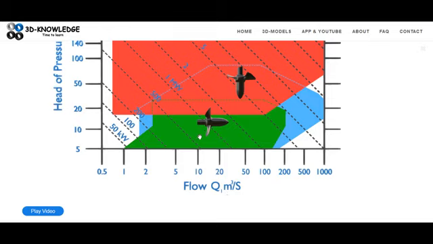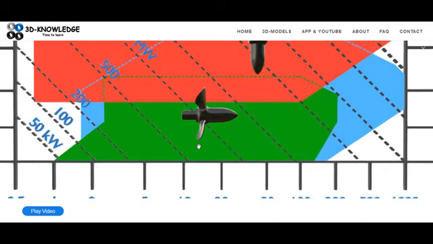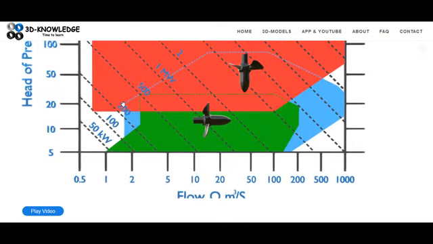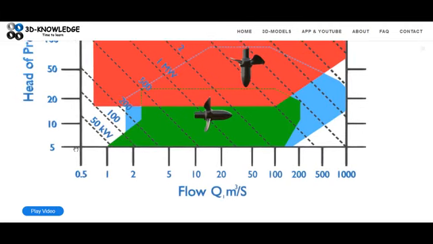So we'll start at the bottom. We can see here we've got a horizontally orientated Kaplan runner. Now this would be installed, for example, for a bulb turbine, so I'll just refer to it as a bulb turbine. We can see that it's on the lower end of the scale for head of pressure. It's going from about 5 up to 25.